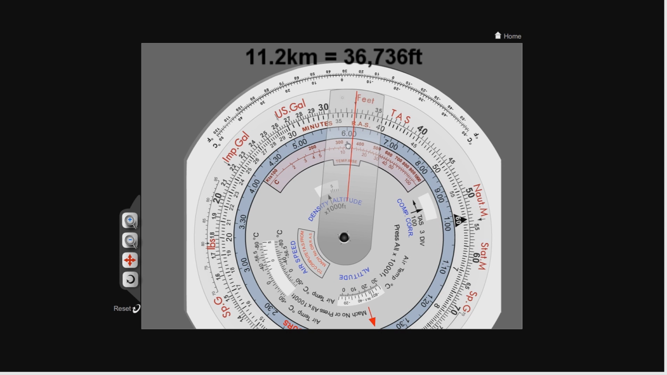The height of the tropopause varies every minute of the day all around the world, depending on the temperature, the seasons, and a host of other things. So again, 37,000 feet, which is exactly what we expected. The next question was, what is 11.2 kilometers in statute miles?